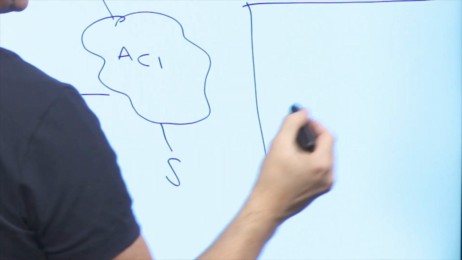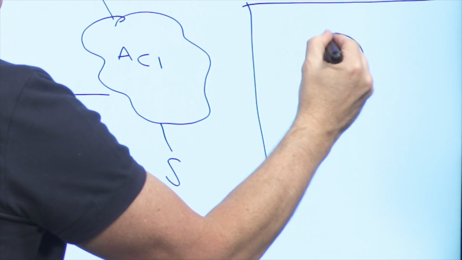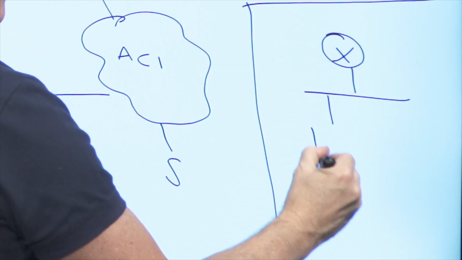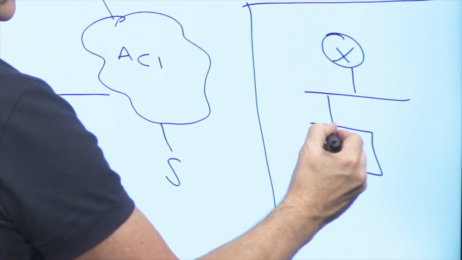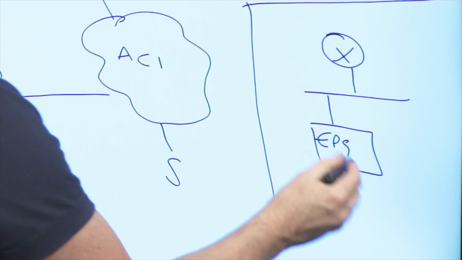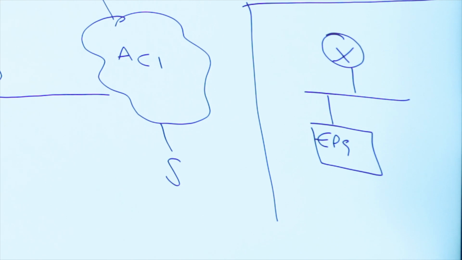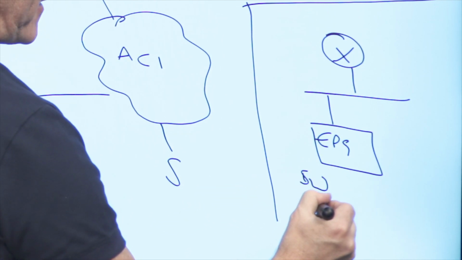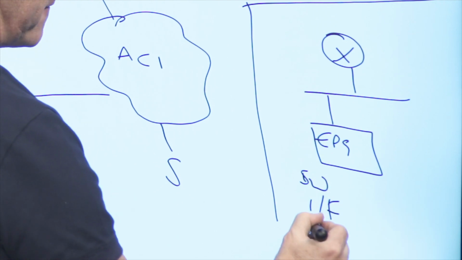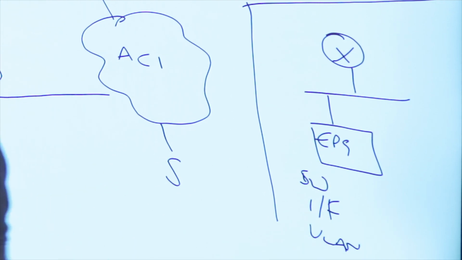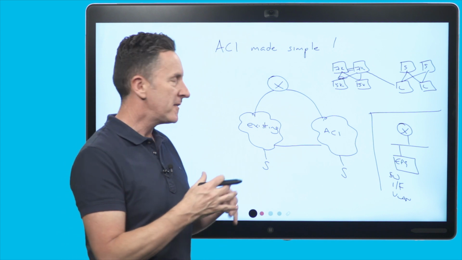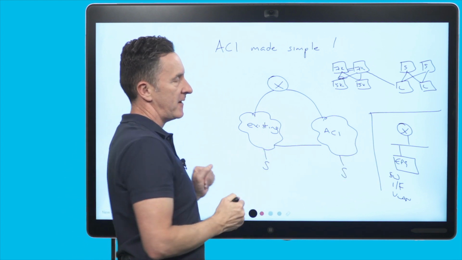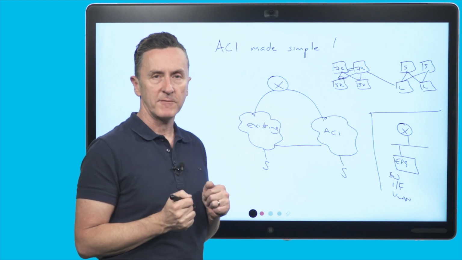And on ACI, it will look like this. I will have my tenant, and inside my tenant I'll have a VRF, my bridge domain, and my EPG. This EPG simply contains the switches, the interfaces, and the VLAN that goes to my old network. So it's very, very simple to do. I just build this EPG, tell it which interface, and I've got connectivity to my legacy infrastructure.